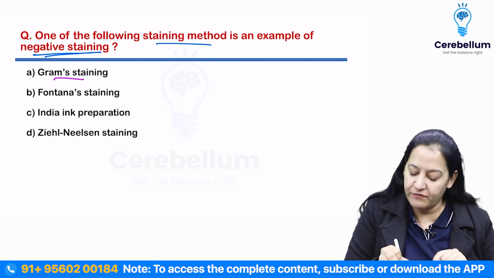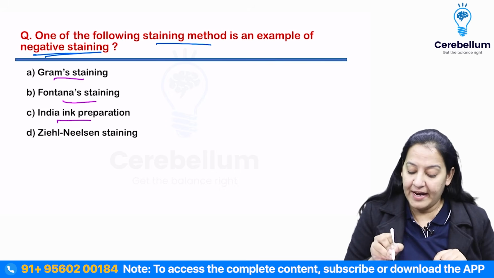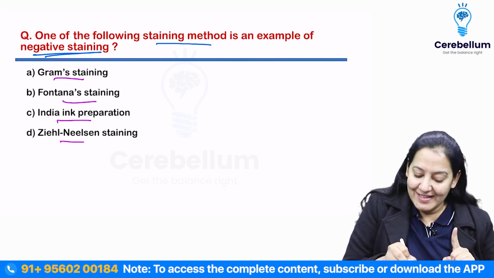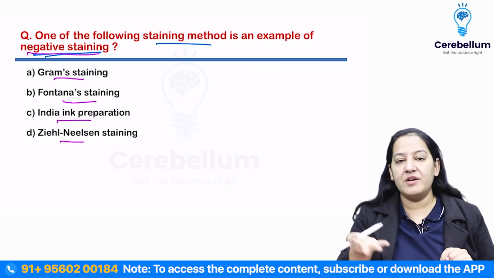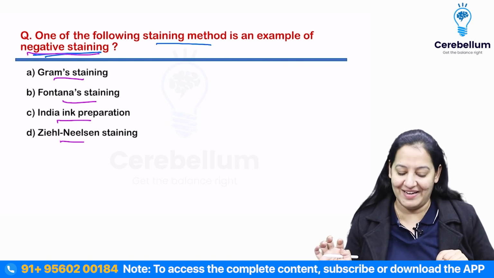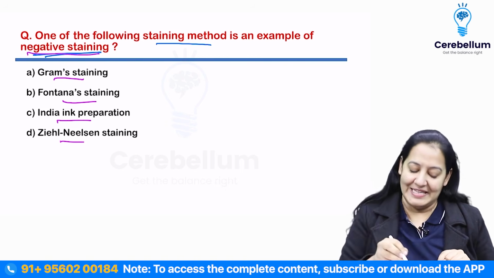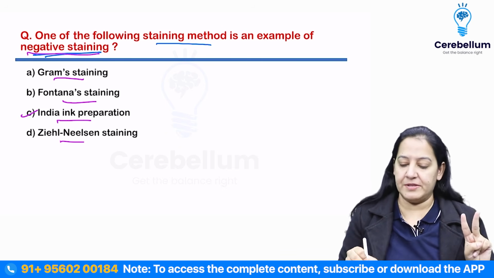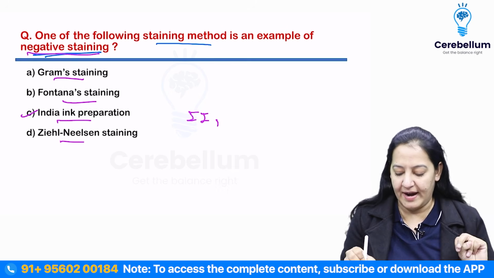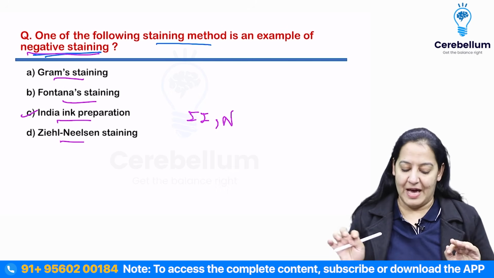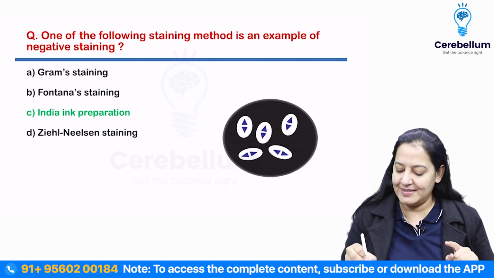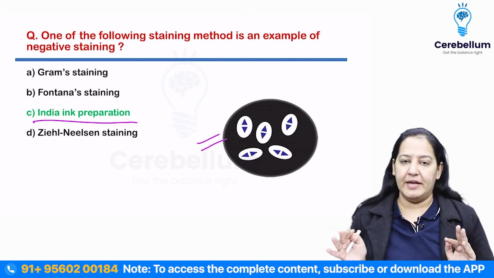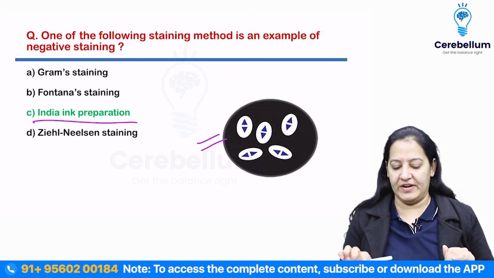Is it gram stain? Is it Fontana stain? Is it India ink preparation? Or is it Ziehl-Neelsen stain? What is negative stain? Negative stain is something which stains the background but not the structure to be demonstrated, not the bacteria. So, what are the examples? I told you, yes, the correct answer is India ink. I told you in this session the 2 examples of the negative stain: it's India ink and Nigrosin. So, the correct answer among them is of course India ink. You can see the image also of the negative stain. India ink and Nigrosin are the 2 examples of negative stain.